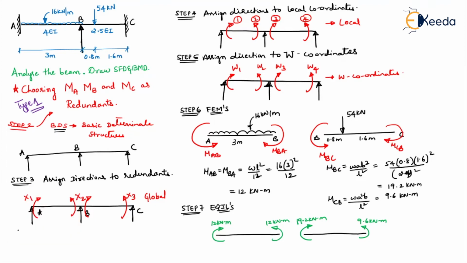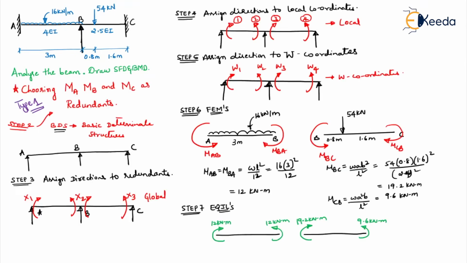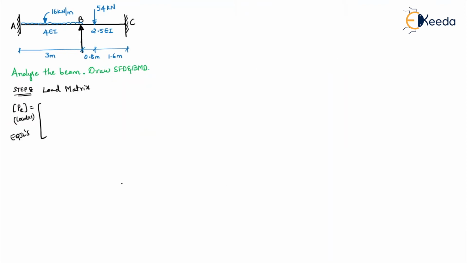Now what is the next step? Next step is to find your load matrix. Step 8, load matrix. One is PE and also W. For PE, what is this? Local into 1. You have to just see your EQJLs. So directly see this direction of EQJL and local coordinate are same. So everything will be positive. So you just have to write the values 12, 12, 19.2 and 9.6.